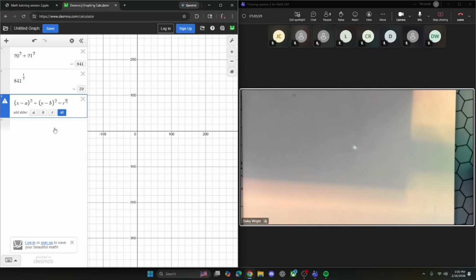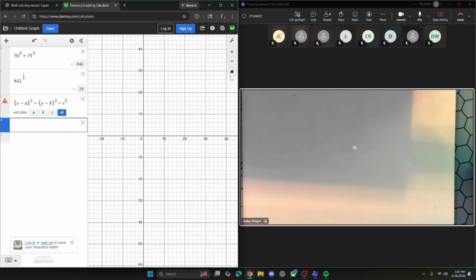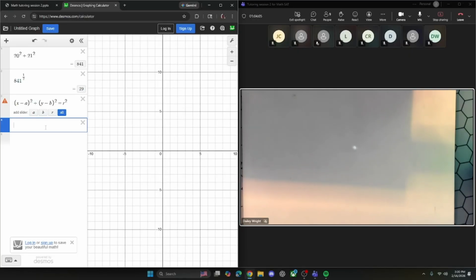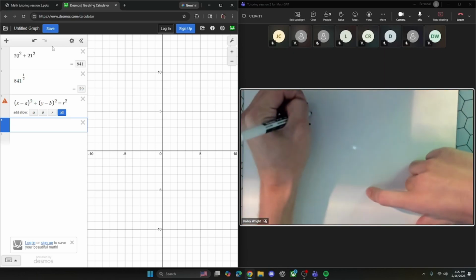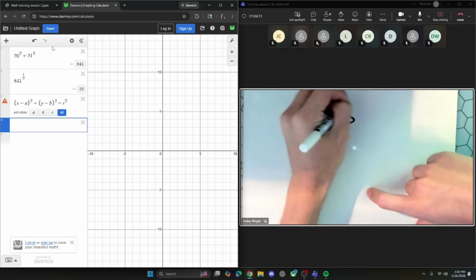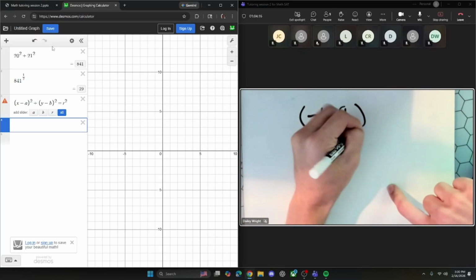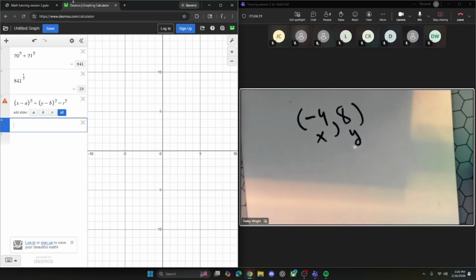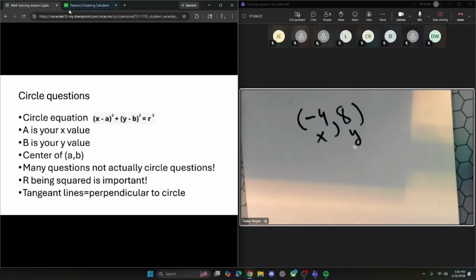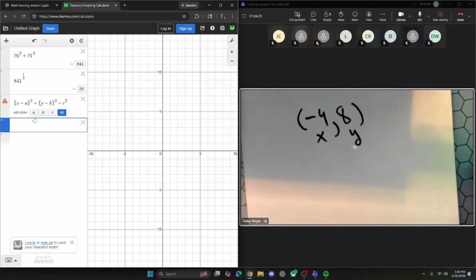Let's say I had a circle with center -4, 8. So this is your x value, this is your y value. We know from the circle equation that a is your x value, so plug in -4 for a. A equals -4. B equals 8. And let's just set r to something. Let's say the radius of this circle is 4. So r equals 4.